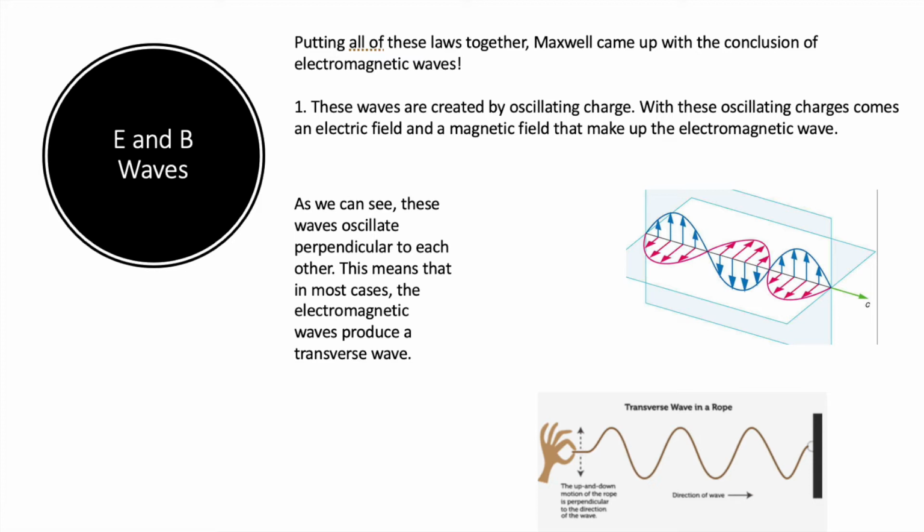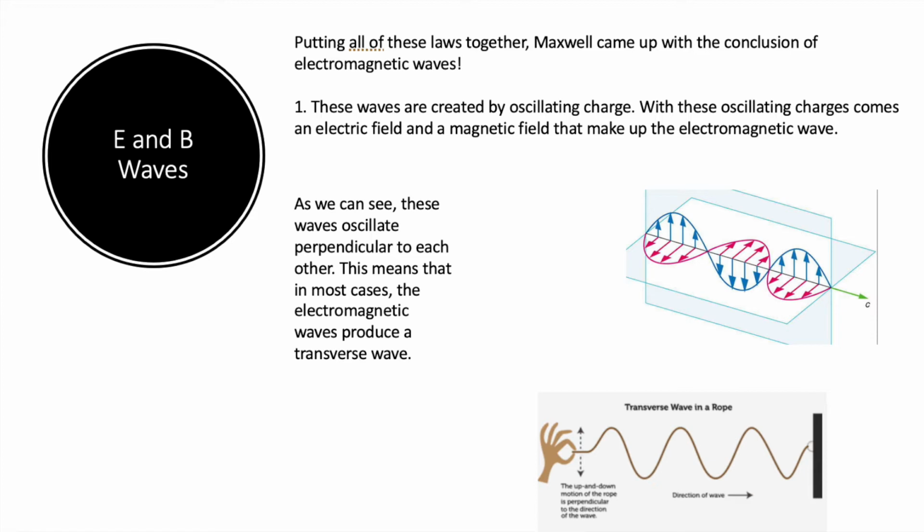So let's go over what we know about electromagnetic waves. These waves are created by oscillating charge. With these oscillating charges comes an electric field and a magnetic field that make up the electromagnetic wave. The figure below shows this with the electric field oscillating vertically in blue and the magnetic field oscillating horizontally in pink. As we can see from this image, these waves oscillate perpendicular to each other, which means that in most cases, the electromagnetic waves produce a transverse wave.